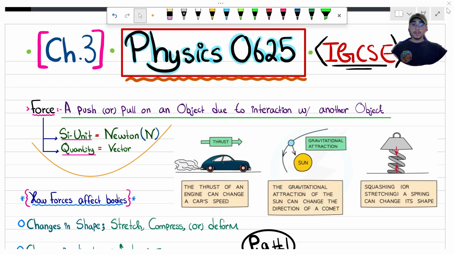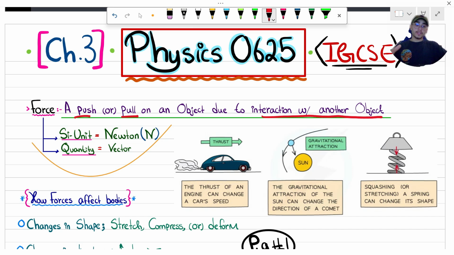Alright, so in this video we're going to go through some revision notes for Physics 0625 Cambridge IGCSE for Topic 3, Forces and Matter. So let's begin. Force. What is a force? Force, by the definition in our syllabus, is a push or pull on an object due to interaction with another object.